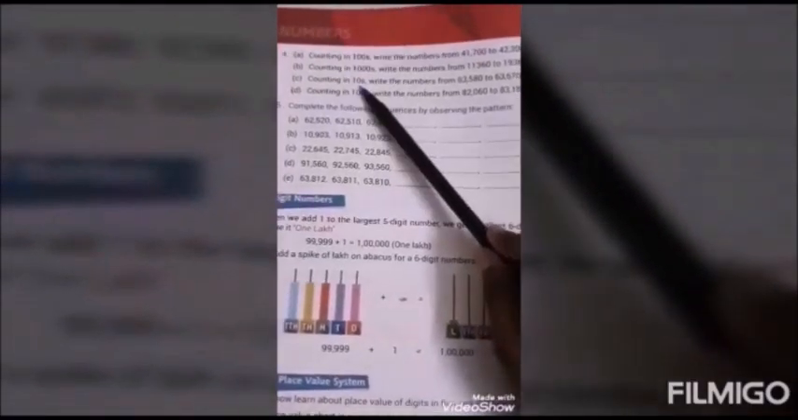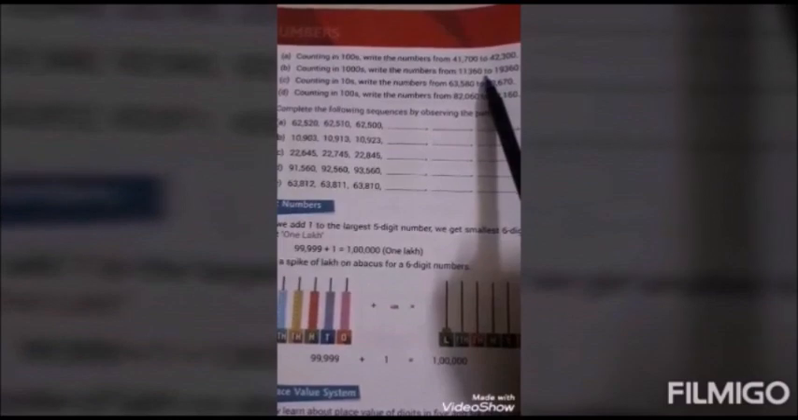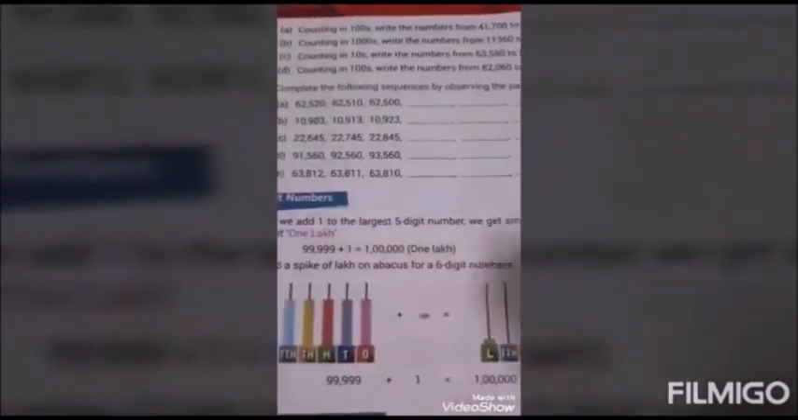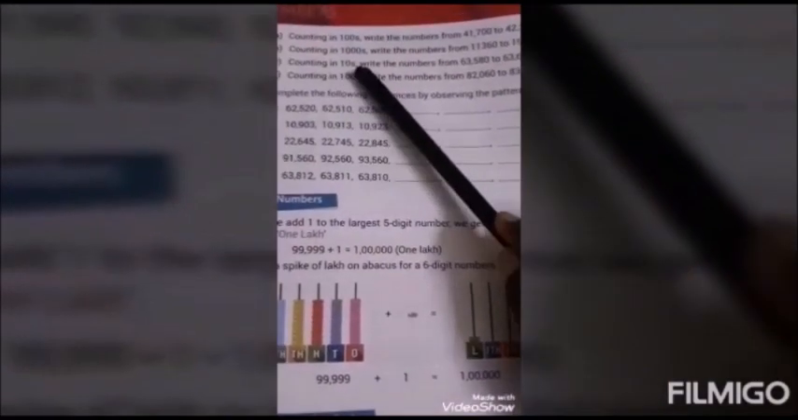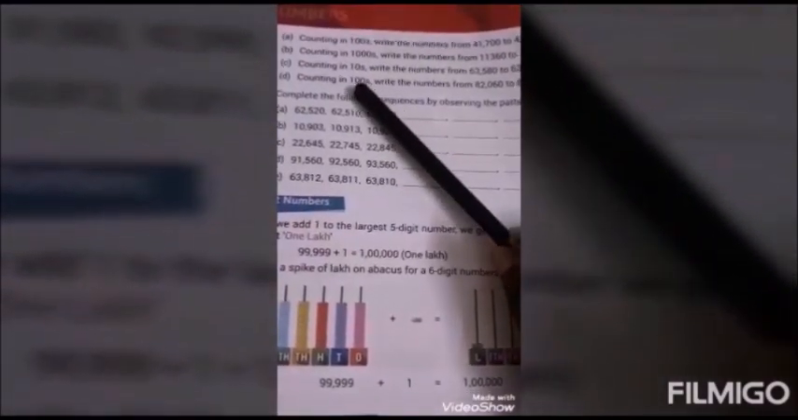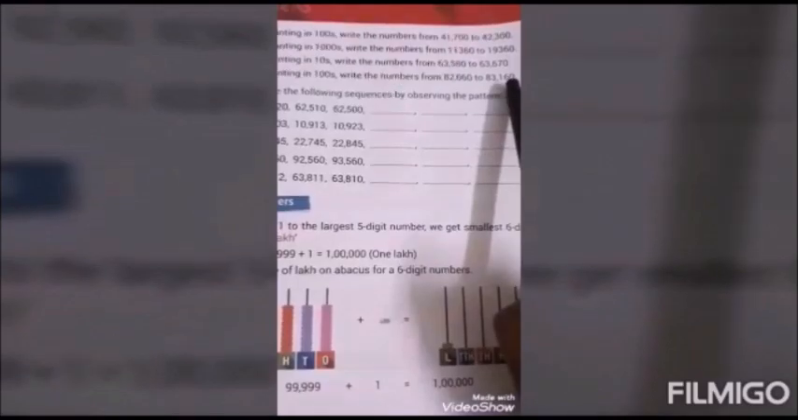Similarly, in part B, counting in thousands. Here we have to add 1,000 to get the next number. 11,360. If we add 1,000 to it, then we get the next number 12,360, and so on. We have to add 1,000 till we get 19,360. Similarly, we have to count by 10 in part C and by 100 in part D to get the numbers.